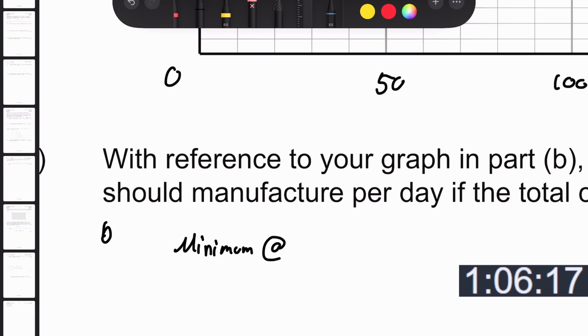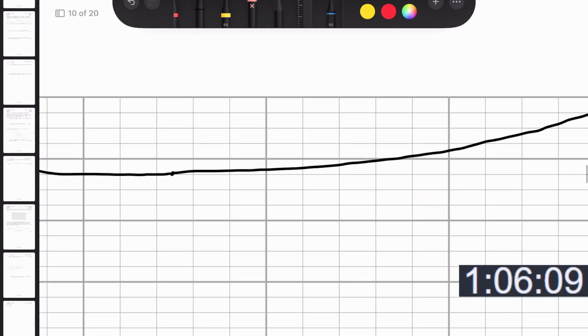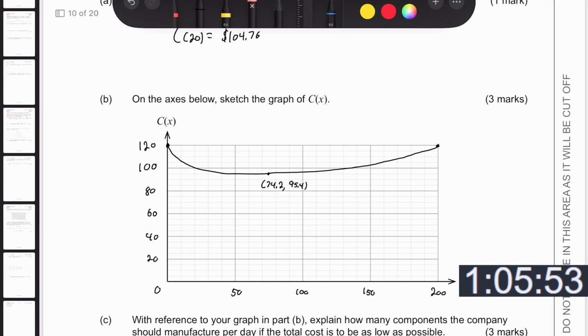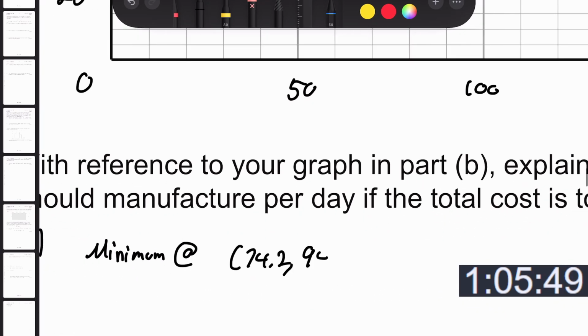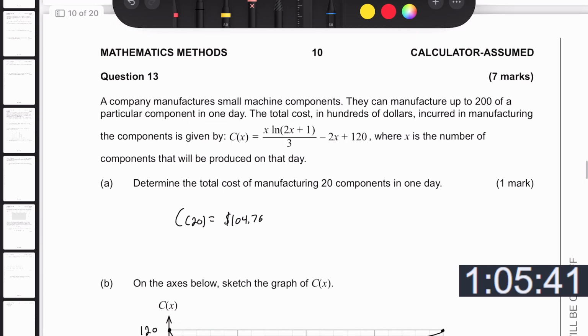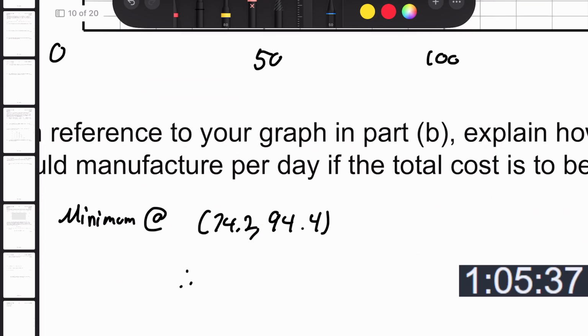from B. Let's say this was 74 point, what was it again? Like 0.6 or something. 0.2 and then 95.4, 74.2, 94.4. You obviously can't, therefore should manufacture 74 components.